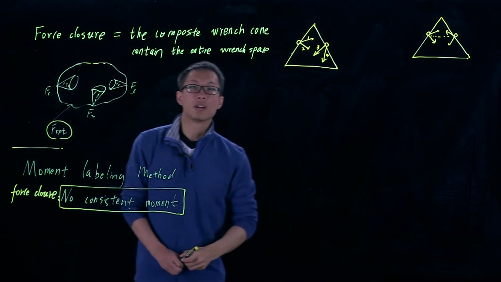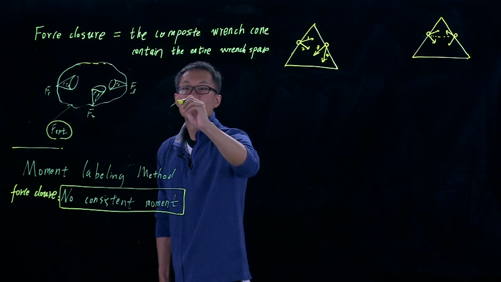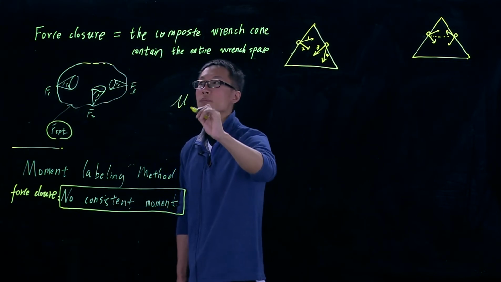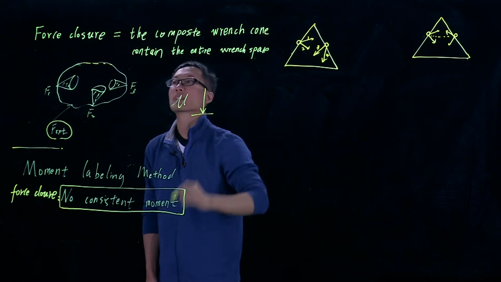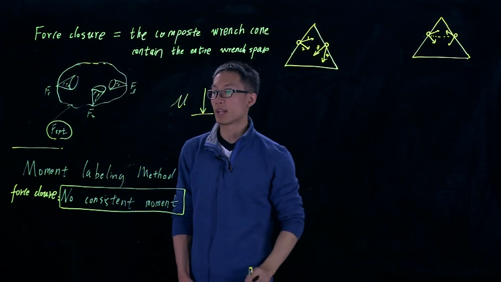In this lecture, we discuss friction contacts. If the friction coefficient μ equals 0, then what we apply is a normal force. Force closure becomes the first form closure, as we learned before.